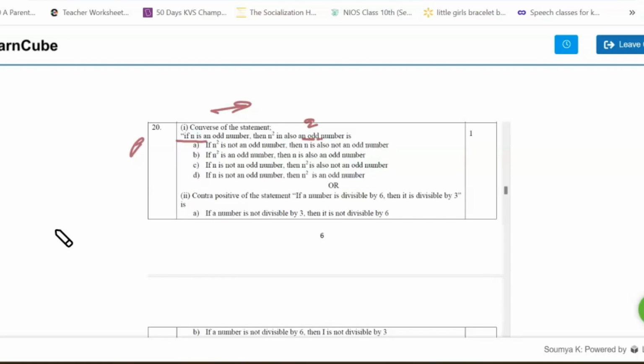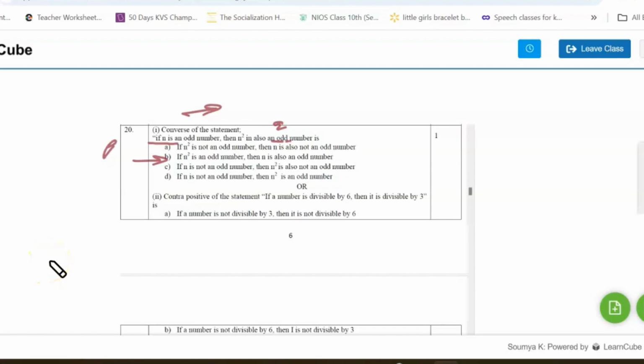So for example, if Cliff is thirsty, she drinks water. Cliff is thirsty is the first sentence, and then she drinks water is the second sentence. In that case, exchange it, make it as if Cliff drinks water, then she is thirsty. We are exchanging it. Same way, this statement has to be exchanged. So what it becomes is, if n square is an odd number, then n is an odd number. So you are having the B as the matching option.